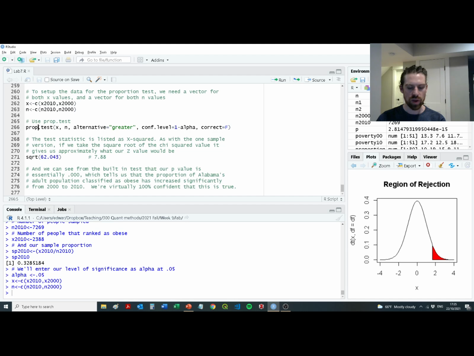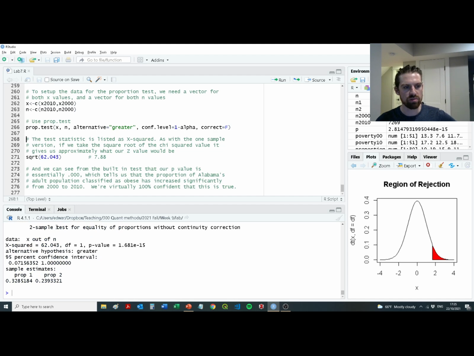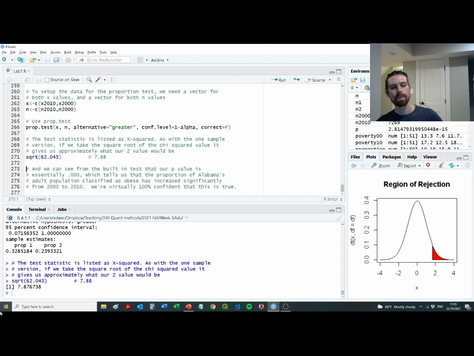When we actually run this, what we end up with is the chi-squared statistic, which is 62.043. So the test statistic in this case is listed as the chi-squared. As with the one sample version, we are also able to take the square root of the chi-squared value to give us the approximate value of what the z would be, which is about 7.87 standard deviations above the mean.